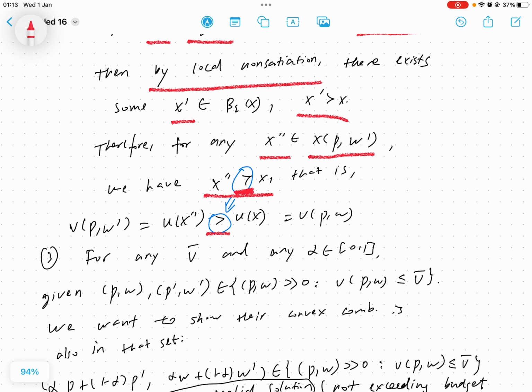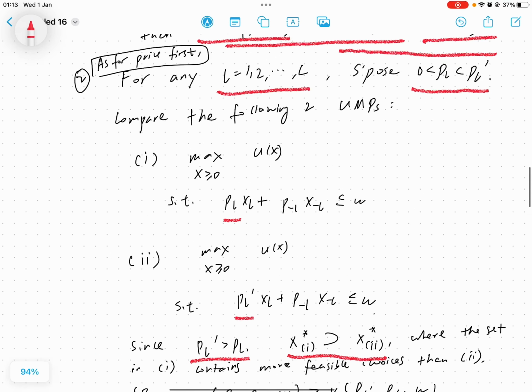greater sign, right? In this case, we have the utility of X double prime, which is strictly greater than the utility of X, and this u(X double prime) has to be exactly v(P, W prime), and u(X) has to be v(P, W). Then we obtain that under this W prime, this indirect utility has to be strictly greater than the other one. Okay, good. So now we have shown the first two properties, right?